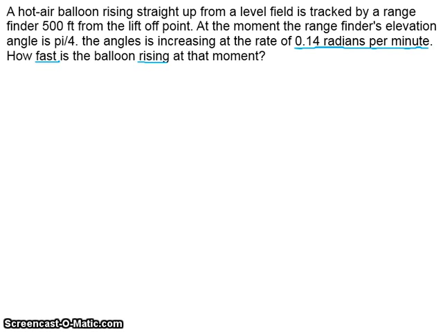So first we want to list everything that we know. So we know we're trying to find something about the height. So we can say h is the height. We know something's with an angle, so we'll just call the angle theta. We know that the distance from the liftoff point of the balloon to the rangefinder is 500, so I'll call that d equals 500. We know theta is pi over 4.